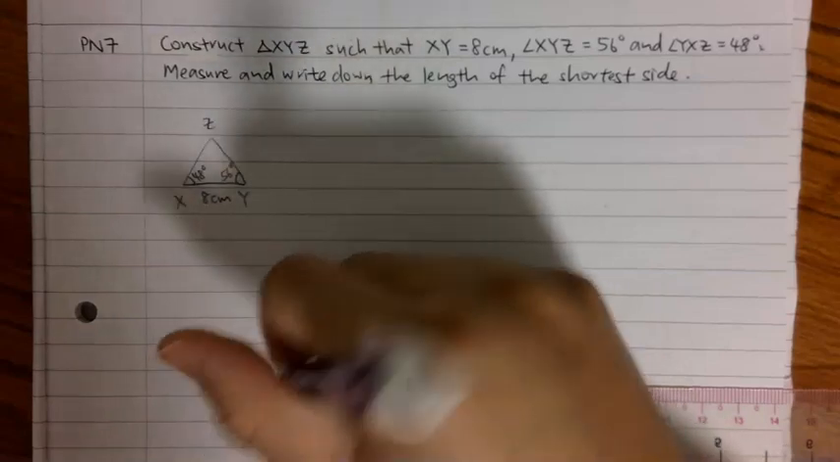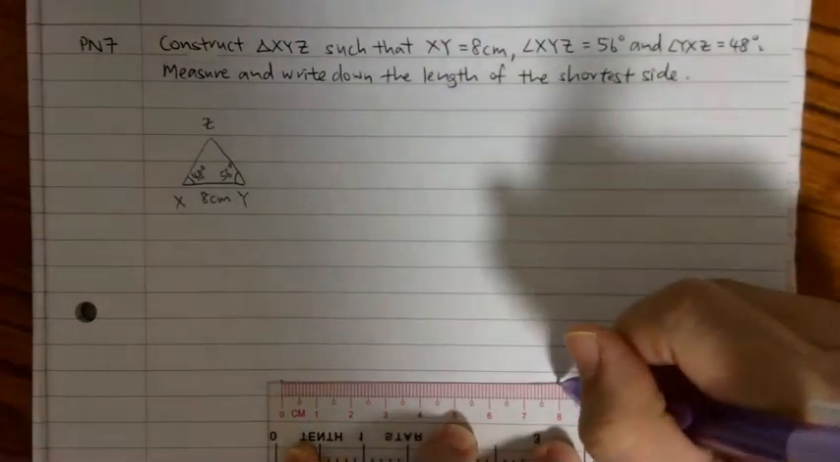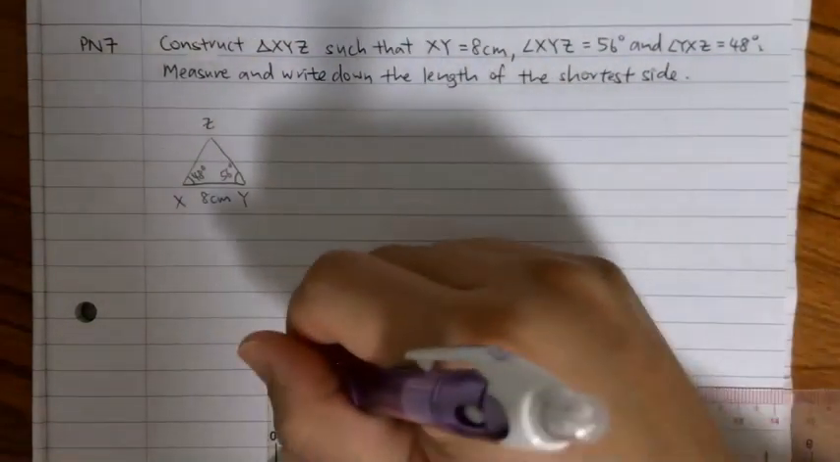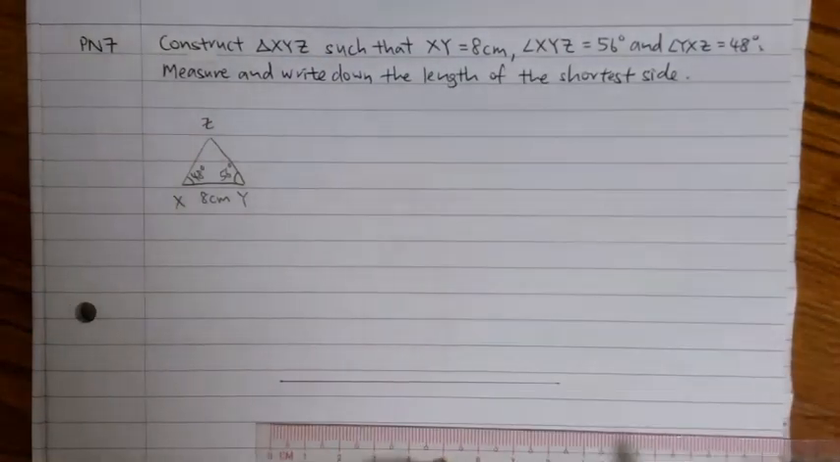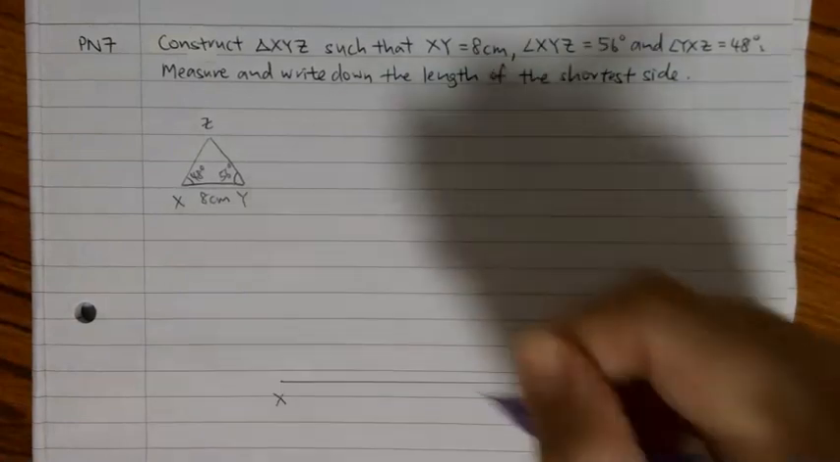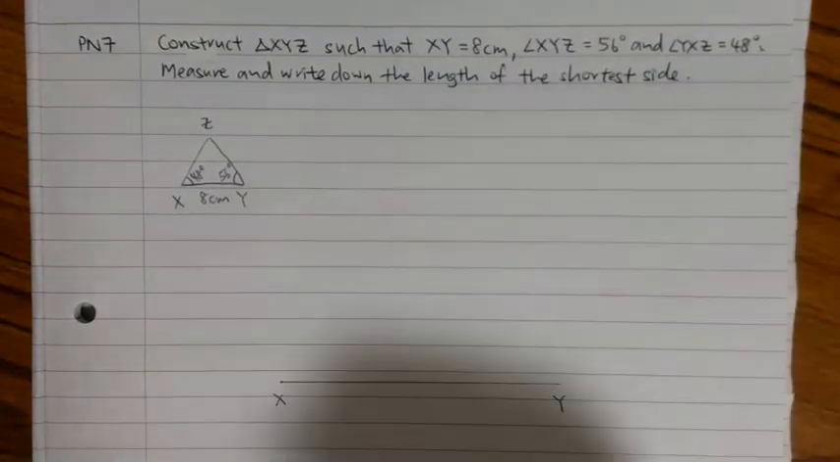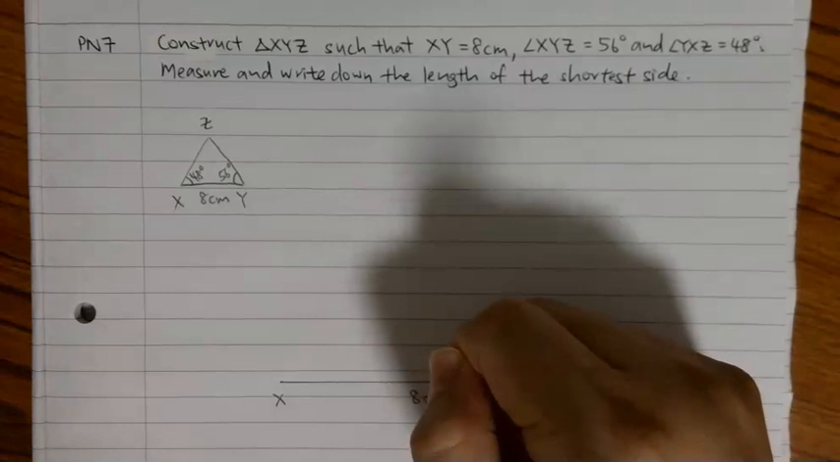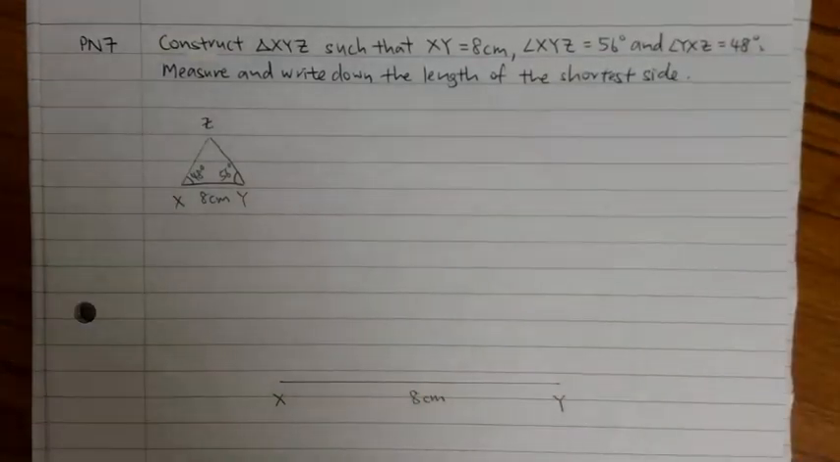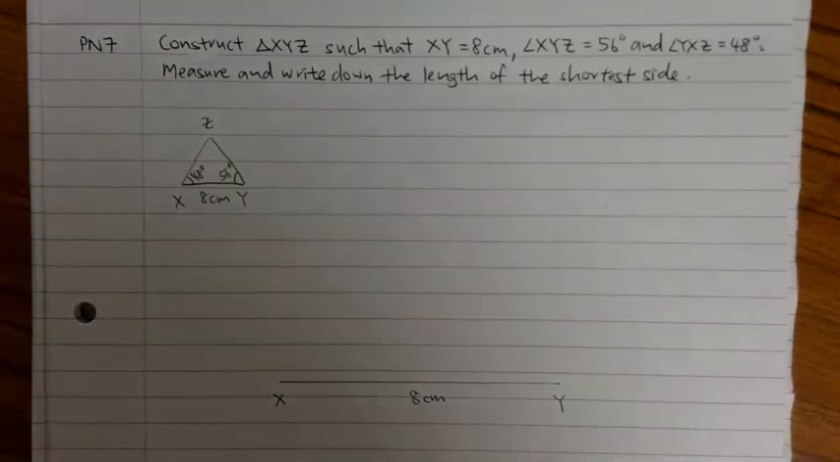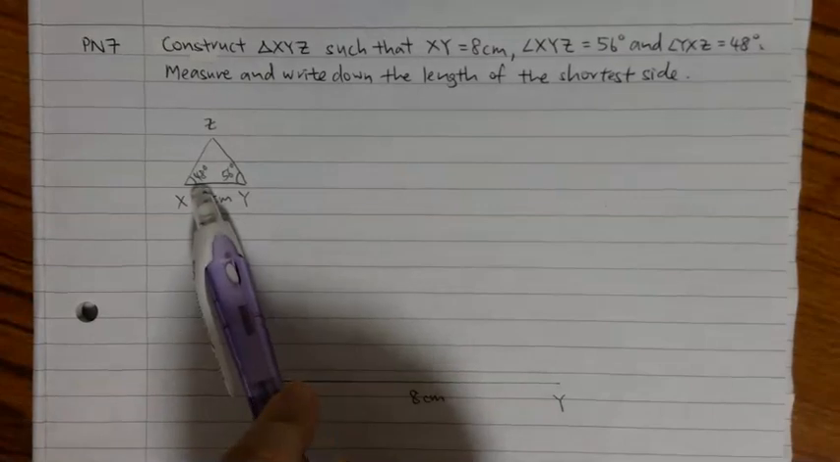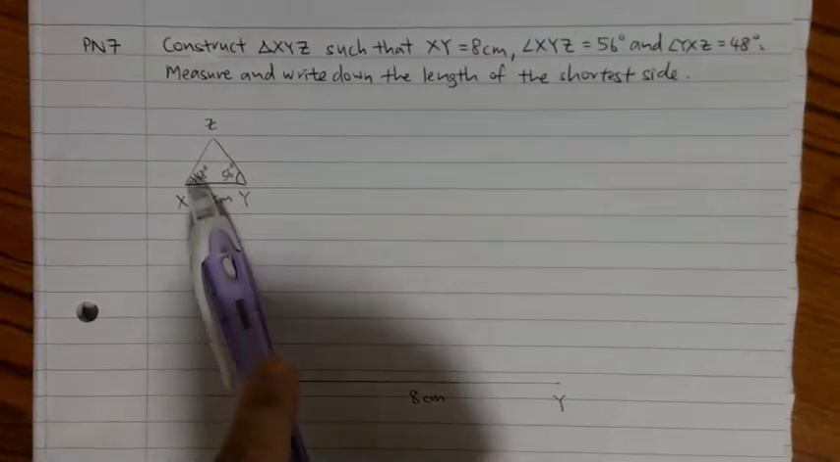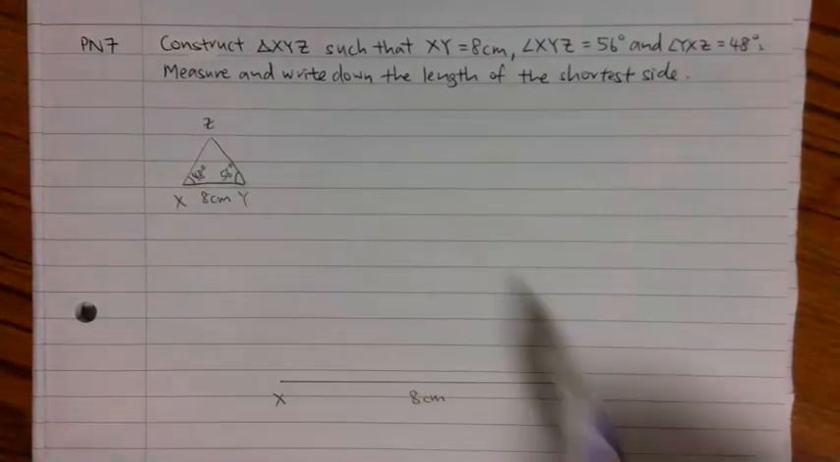I'll use my ruler to measure out XY, which is 8 cm. So I will label points X and Y, and I have drawn it to be 8 cm. Next, I'm going to measure the angles. So you can choose whether you want to measure 48 degrees first or 56 degrees first.